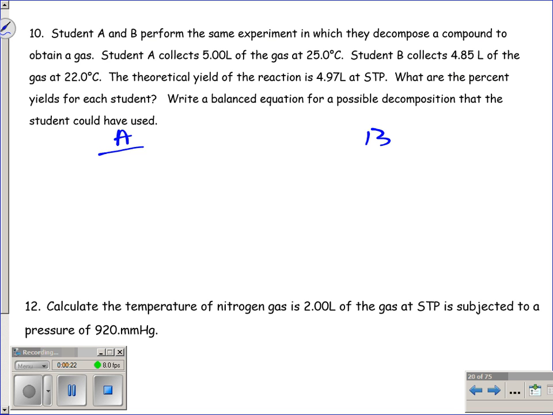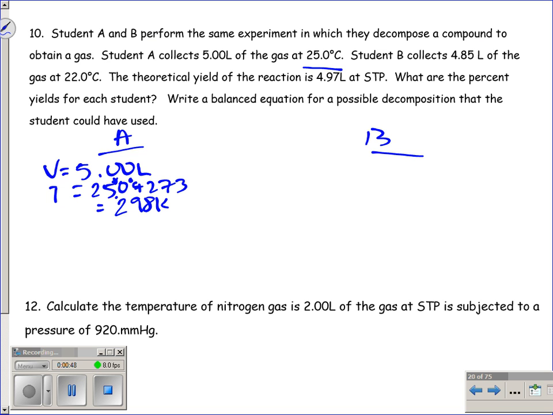Student A performed the same experiment as B. Student A collects 5 liters. What variable is that? B, okay? Student B at 25 degrees Celsius. So their temperature of collection was 25 degrees Celsius, and you're like, nope, can't use Celsius, must convert to Kelvin. So add 273. What is that in Kelvin? 298 Kelvin. Okay, so immediately when you write Celsius out, you can just convert it to Kelvin so you don't mistakenly forget it later.